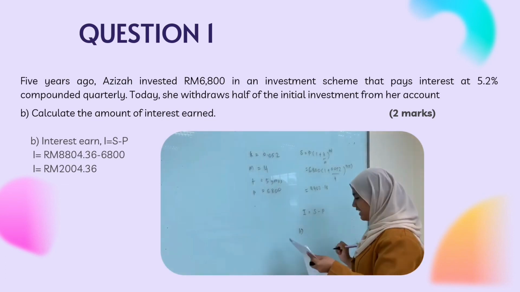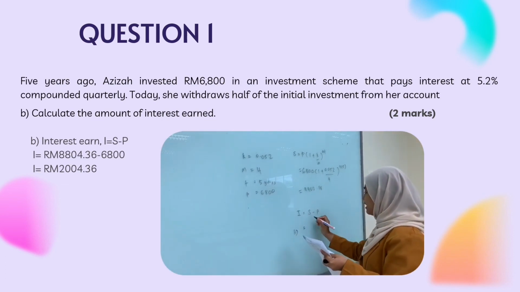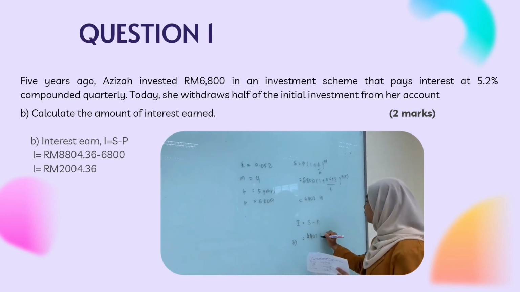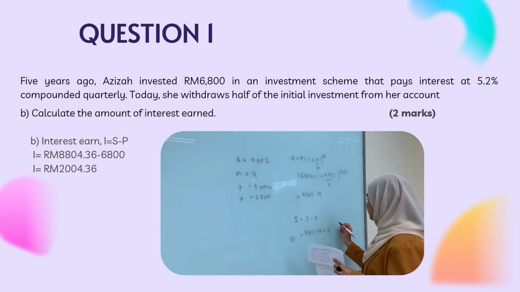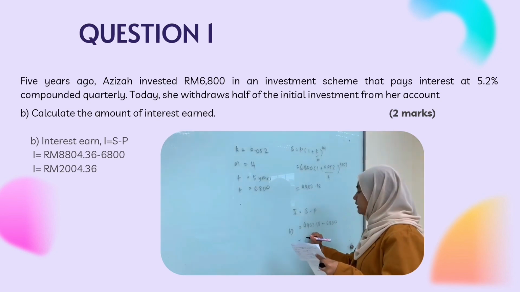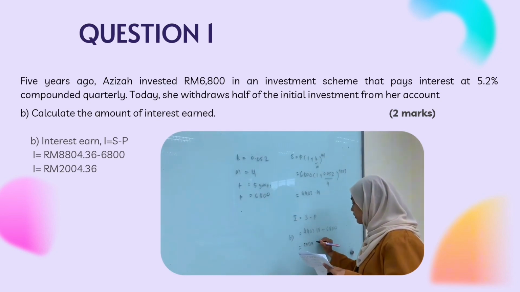Basically, the interest is S minus P. So we got S is 1,400.8.18 minus P 6,008. So the interest earned is 2,048.36.